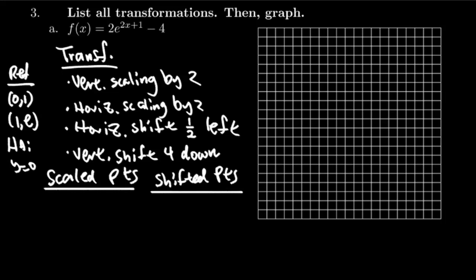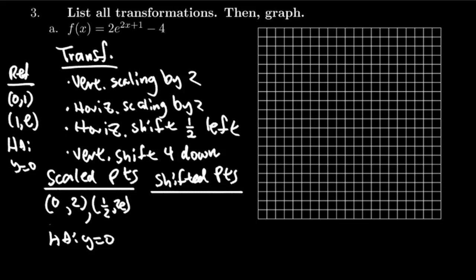So with that, if we scale everything vertically by 2, that means we multiply all y values by 2. So that means our horizontal asymptote is going to stay at 0, because 2 times 0 is still 0. And then our 1 is going to be 2, and our e is going to be 2e. Alright, and then our horizontal scaling by 2, so we're going to divide all the x values by 2. 0 divided by 2 is still 0. 1 divided by 2 is 1/2.